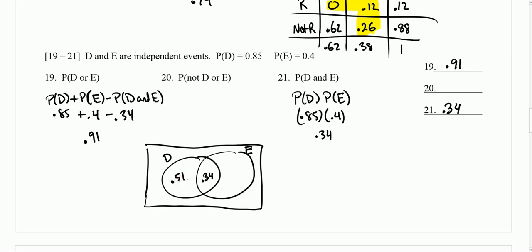So if I add those two, I get my 0.85. And the probability of E is 0.4, so 0.4 minus 0.34 is 0.06. And then that should add up to our 0.91. If I check that, 0.51 plus 0.34 plus 0.06 comes out to our 0.91. And so we're left with 0.09 out here.